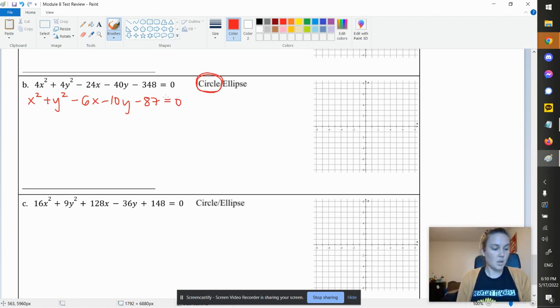Amazing memory. Okay. And then this last one, the coefficients for x squared and y squared are not the same, so this is an ellipse. I'm gonna pause the video and I'm gonna come back and explain how to complete the square.